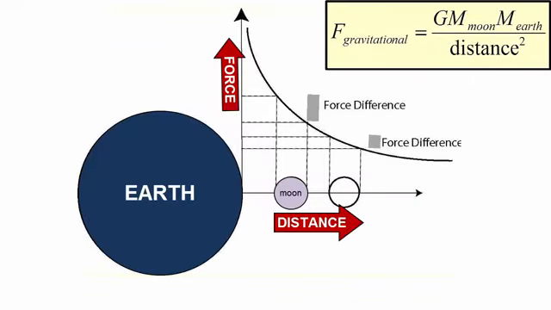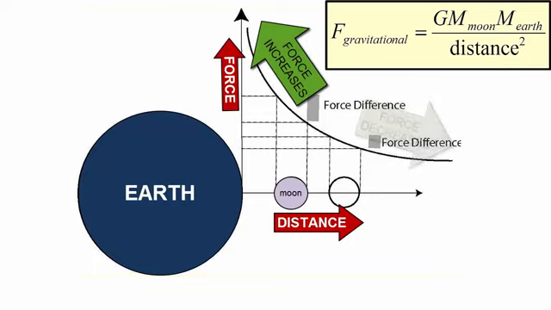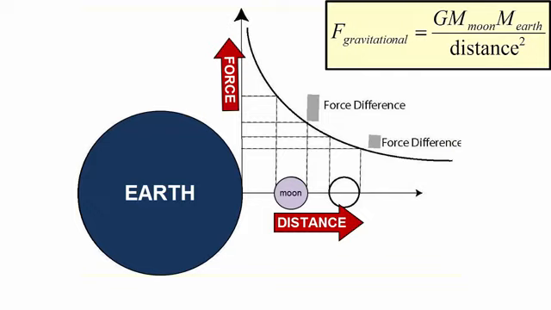This graph shows how force of gravity increases with proximity and decreases with distance. The Sun is so massive its force is much greater than the Moon's, even though it's further away. But again, it's the difference in force that creates tides.